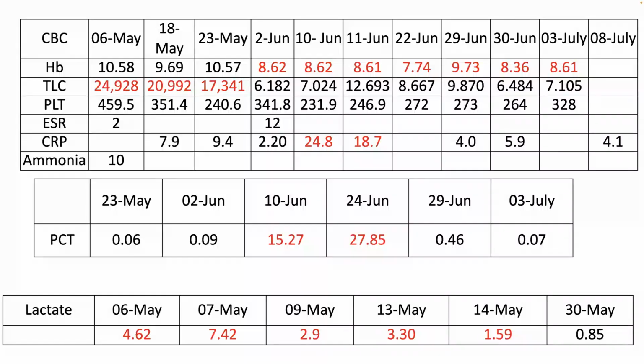Yeah, so these are all her investigations. Initially she had a high WBC count, which was thought to be secondary to steroid; she was on a very high dose of steroid initially. Subsequently, Hb started dropping, and she received transfusion in between. CRP was high, and even procalcitonin was high, at the time of the urinary tract infection. Here are the persistently high lactate levels. Because of that, we thought it could be a mitochondrial or metabolic disorder. Next slide, sir.